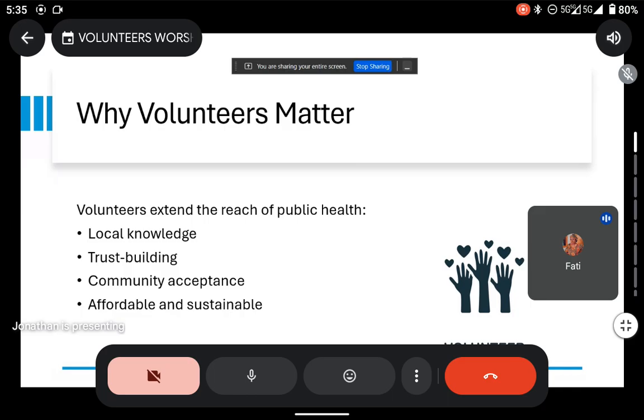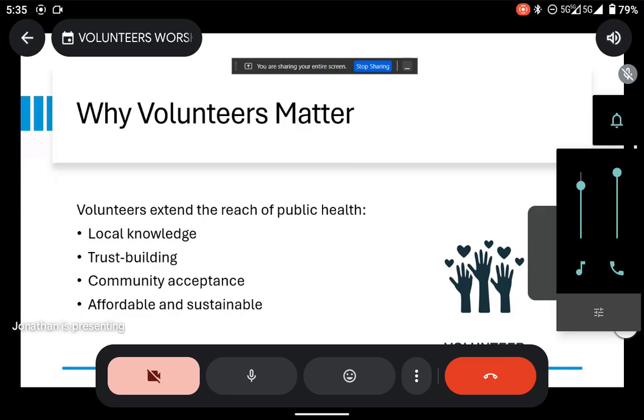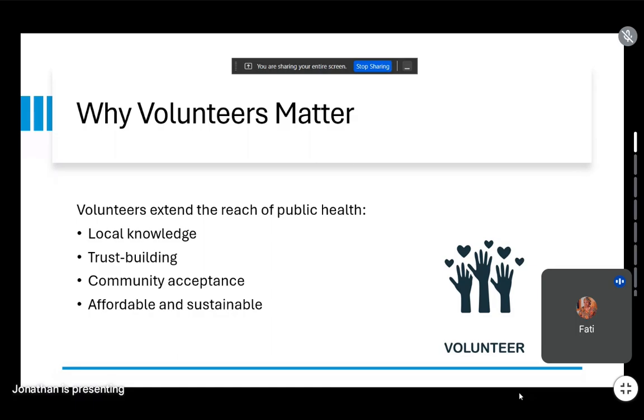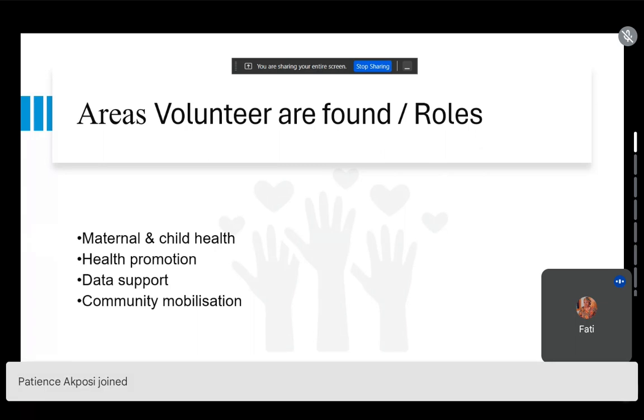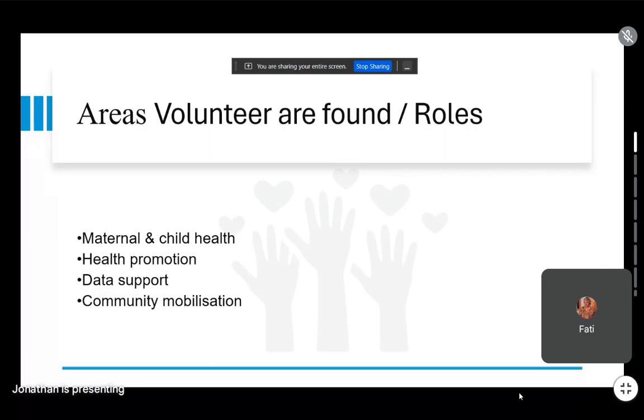This is very, very important because they know the do's and don'ts, the things that are acceptable to them and those that are not. So they are able to meet certain standards, and it is acceptable. Now let's look at areas where volunteers can be found when it comes to public health. We have maternal and child health promotion, data support, and then community mobilization, which I just mentioned.